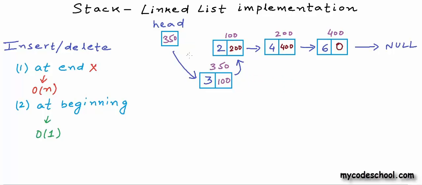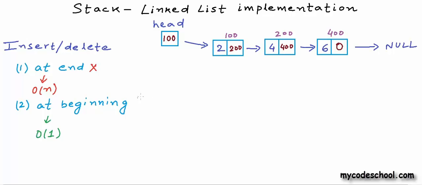To delete a node, in this example here, we will have to first cut this link and build this link, which will mean resetting the address in this variable head, and then we can free the memory allocated to this particular node. Deletion from beginning once again is a constant time operation.